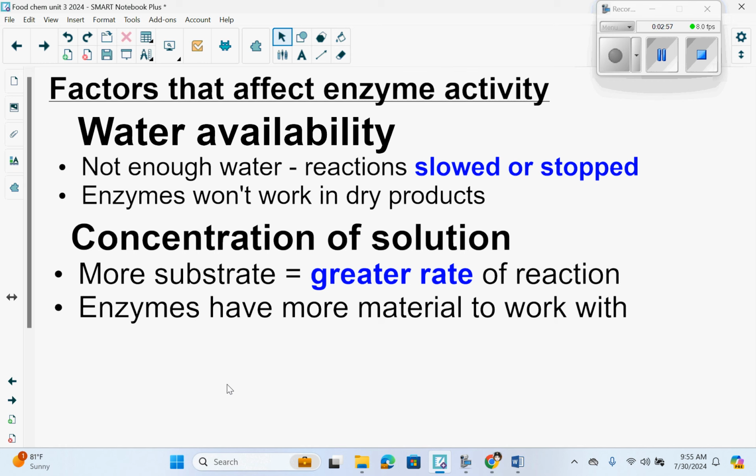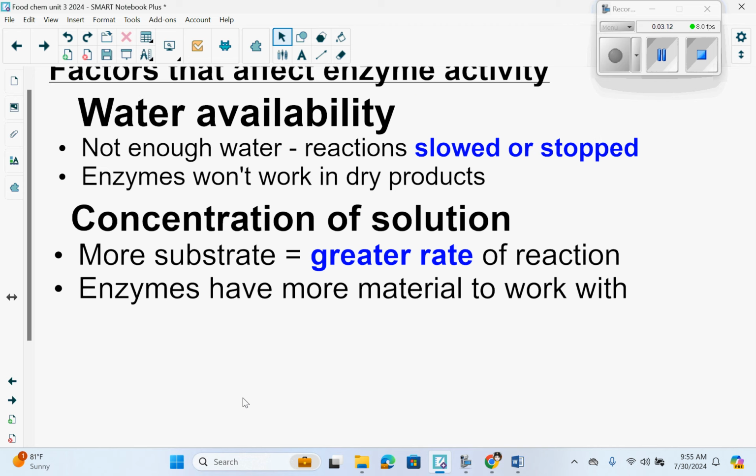Factors that affect enzyme activity. Water availability. If there's not enough water, reactions are slowed or stopped. Enzymes won't work in dry products. Concentration of solution. The more substrate, the greater the rate of reaction. So enzymes will have more material to work with.